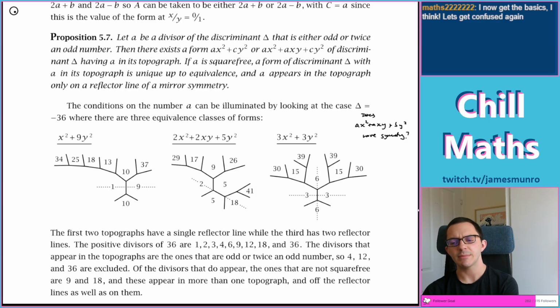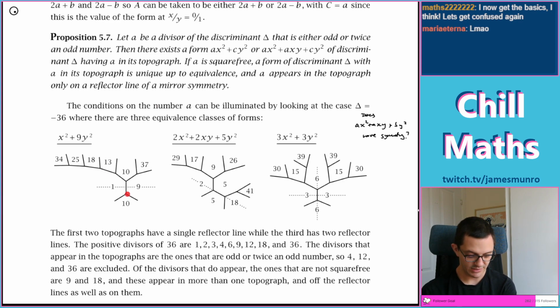Of the divisors that do appear, the ones that are not square free are 9 and 18. And these appear in more than one topograph. Not square free. It's got a square in it. 18's got a square in it. And these appear in more than one topograph and off the reflected lines as well as on them. 9, 9, 18, 18. Off the reflector line means that it appears twice, at least. It's a stupid observation.